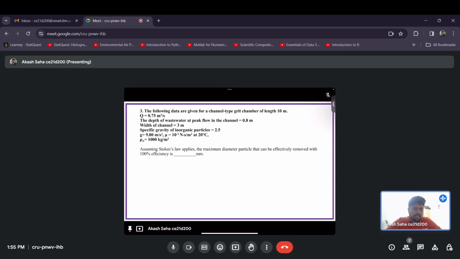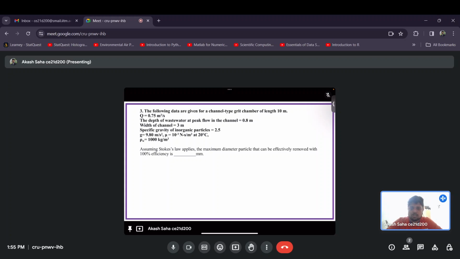Now about the inorganic particle which is being settled. The specific gravity is given as 2.5. The g value is 9.8. Mu is 10 raised to power minus 3 at 20 degrees Celsius. And the density of water is given as 1000 kg per meter cube.